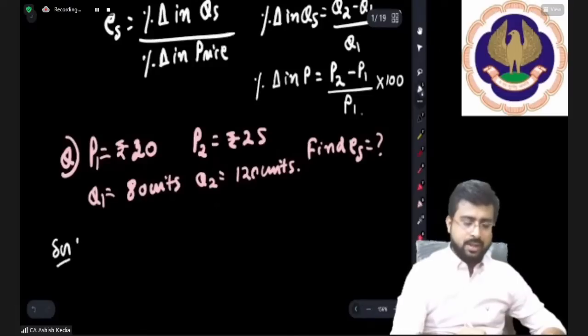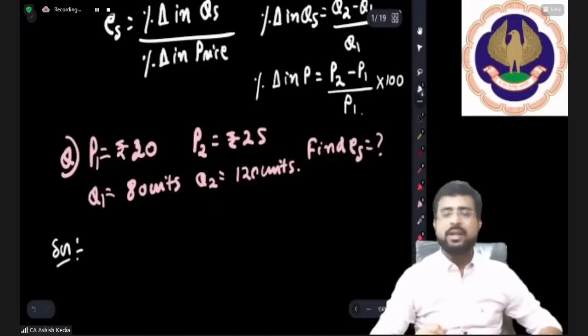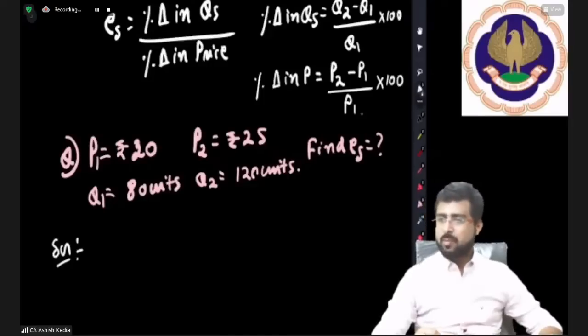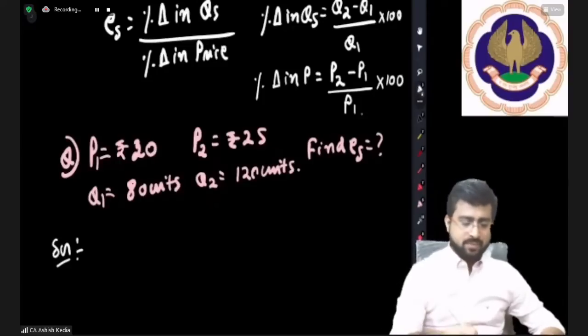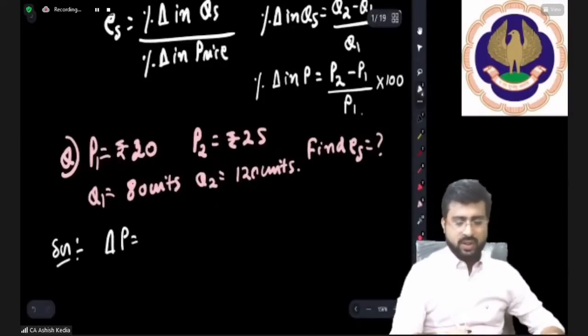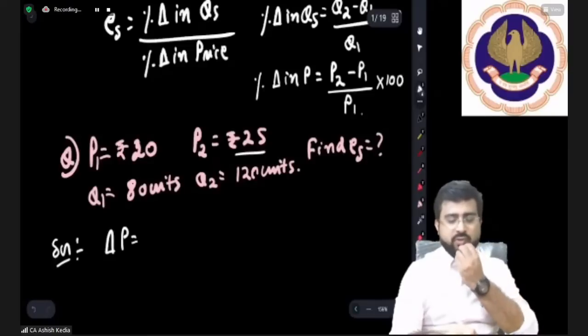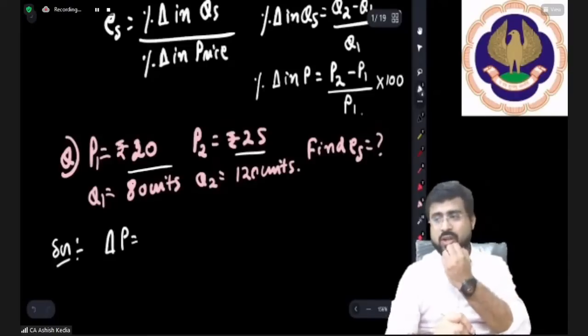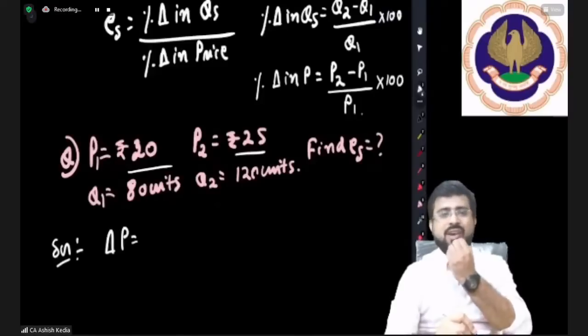So attack, everybody, find out the elasticity of supply. Come on everyone. See, I will help you all. First of all, we will calculate the change in price. So change in price is how much, friends? New price is 25, old price is 20. So 25 minus 20.